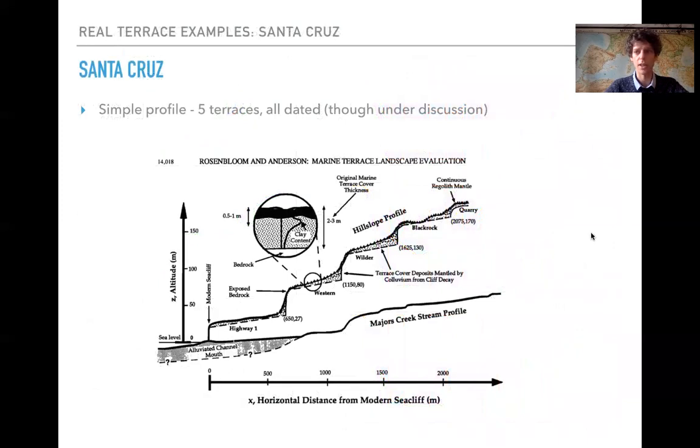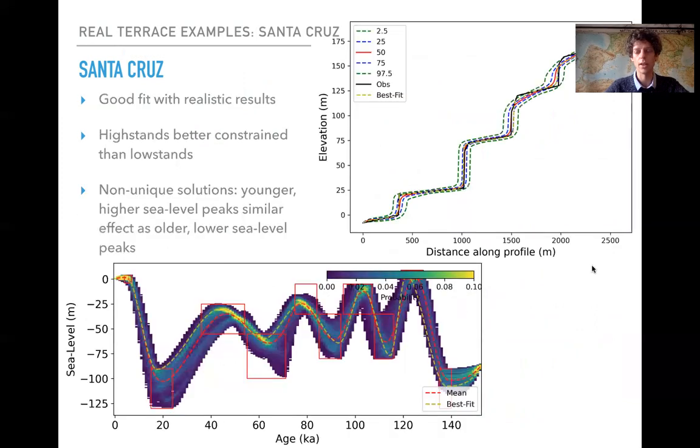So this is an example from Santa Cruz, which is a famous marine terrace sequence. It has 5 terraces that all have been dated, even though they're under discussion. So I simply traced this published profile to see in this inversion procedure how we could recreate that. As you can see, there's a good fit with realistic results in this sense.